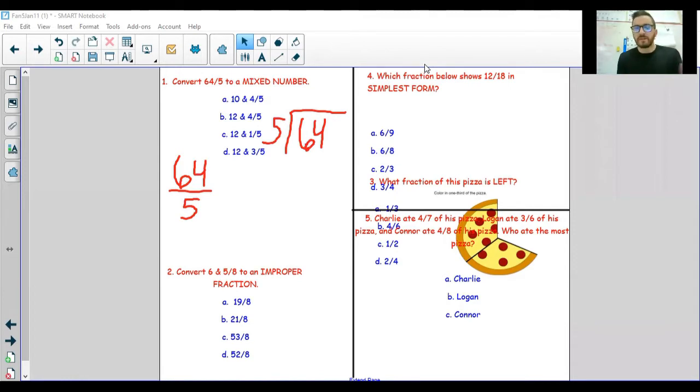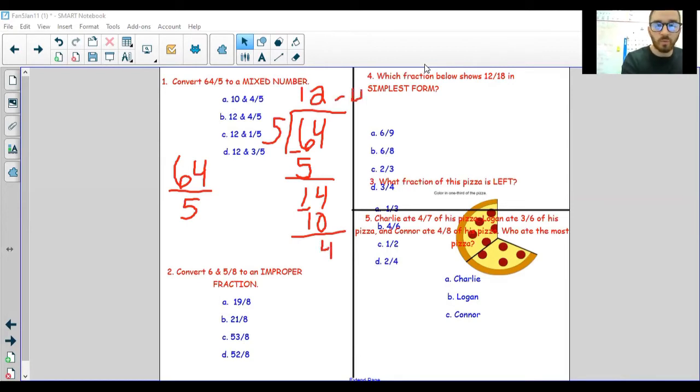Like you can say, okay, 5 goes into 6 one time. 5 times 1 is 5. 6 minus 5 is 1. Bring down the 4. Start over. 5 goes into 14 2 times. 5 times 2 is 10. Subtract, and I get 12 remainder 4. I could do that, and I can know automatically where those numbers go.